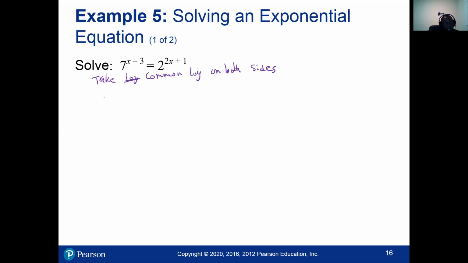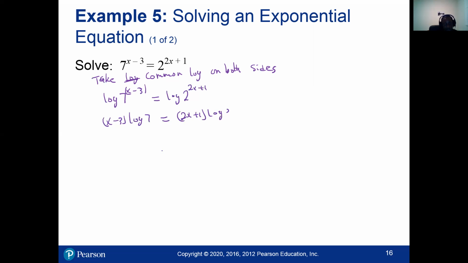So that gives me log to the base 10 of 7^(x−3) is equal to log of 2^(2x+1). Then we use one of the properties and bring the exponent to the front. That'll be (x−3) times log 7 to the base 10, and that becomes (2x+1) times log 2.